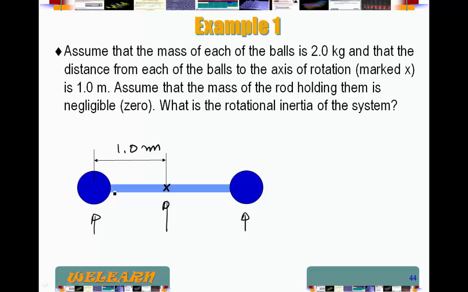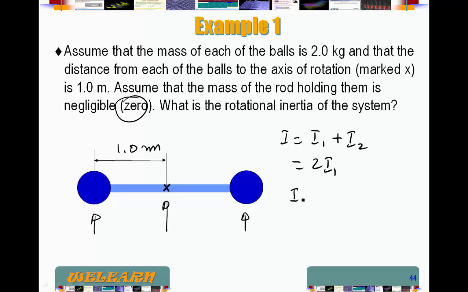And we are told to assume that this light blue rod that's holding them has zero mass. Okay, that's what they tell us. And they are asking us for the rotational inertia of the system of both masses. So in this case, the rotational inertia is going to be I1 plus I2. Since both masses are identical and are the same distance away from the axis of rotation, it is just equal to twice I1, or I1 is just equal to I2.